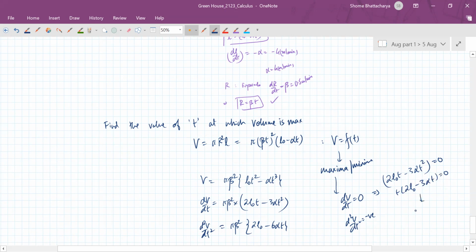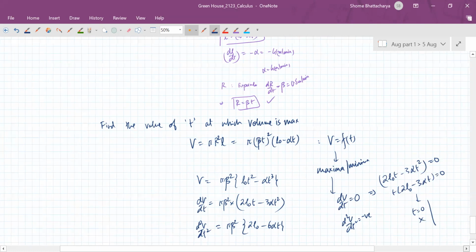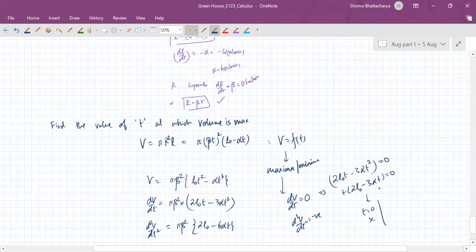So we get two solutions for this. One is t equal to 0, but that's not the case because at t equal to 0, you can see the volume was 0. So it's actually a minimum. Whereas the other one, t equal to 2L naught by 3 alpha, is the one which will give us the maximum condition.